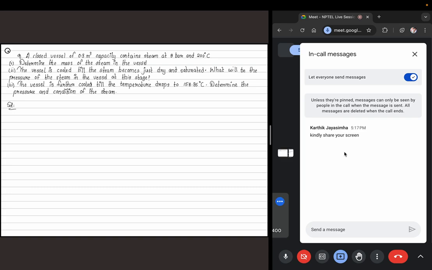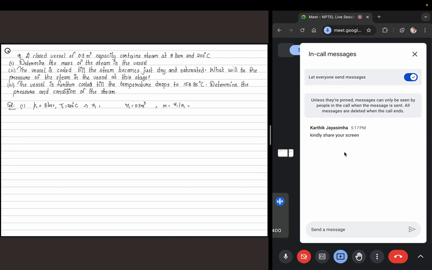We have a closed vessel of certain volume that contains steam at 8 bar and 200 degrees Celsius. Determine the mass of the steam in the vessel. The first one is straightforward. So how do I do that? I need to calculate the initial specific volume. So I know pressure, I know my temperature. From both of these, all I need to do is calculate v1. And once I get v1, the total volume V is given to be 0.3 meter cube. So the mass of the steam is going to be V by v1. So this is straightforward.